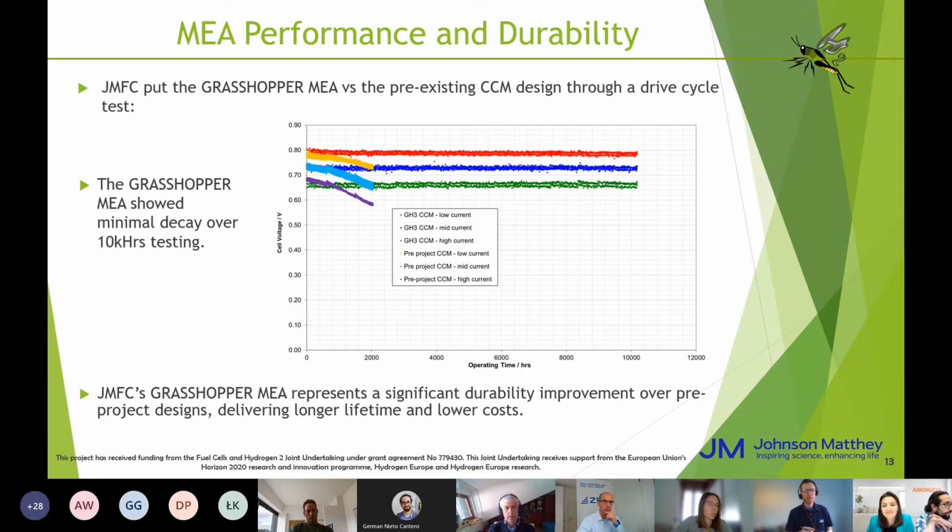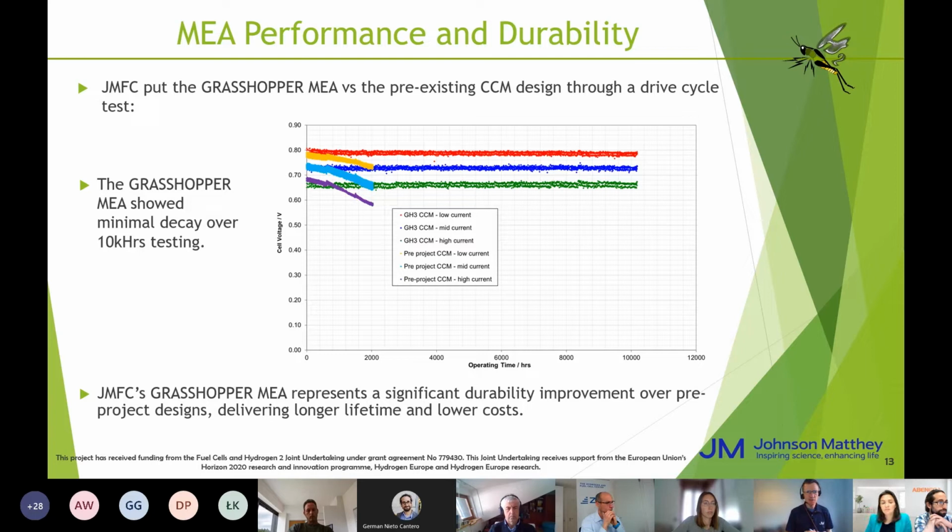Thank you. We put the Grasshopper MEA up against the existing catalyst coated membrane. So a catalyst coated membrane that was designed more for the demands of the automotive market. And it's a pretty durable MEA. It's done well in the automotive market, but the important point to note is that for the stationary power, we're looking for longer life and a higher proportion of time operating and a flexible operating regime that would allow it to work well in a grid assisting power plant.